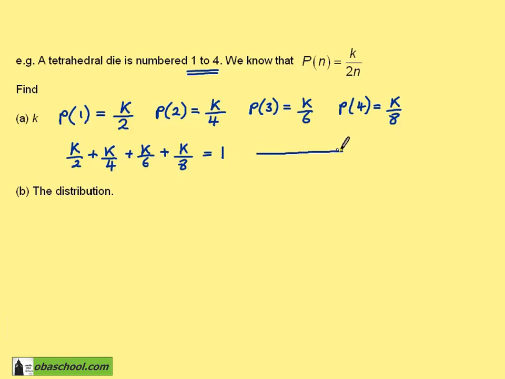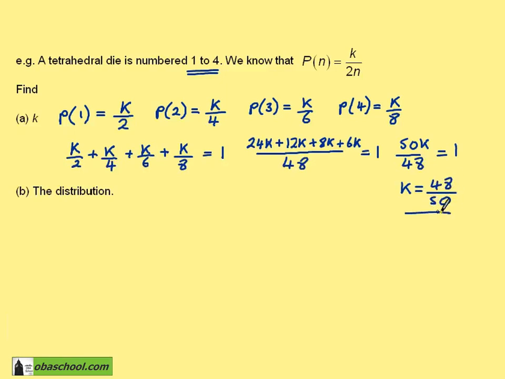We can put this over a common denominator of 48. We get 24k plus 12k plus 8k plus 6k. And this must be equal to 1. This gives 50k over 48 is equal to 1, and therefore k must have the value 48 over 50.